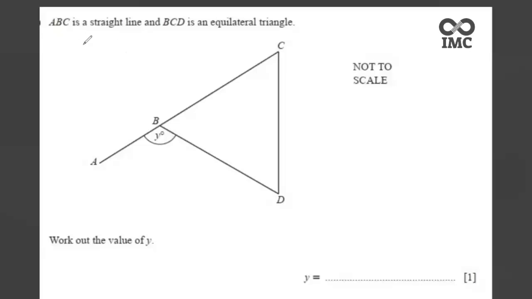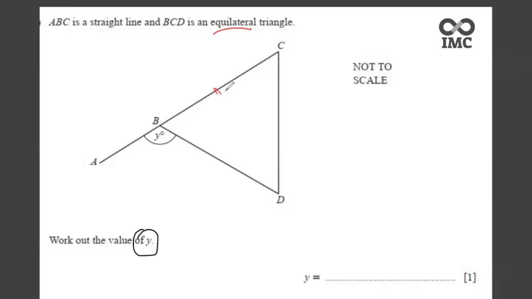Here the question says ABC is a straight line and BCD is an equilateral triangle. So from this idea, the question asks to find out the value of y. So this is a very simple one. Equilateral triangle means all sides and all angles of a triangle must be equal.